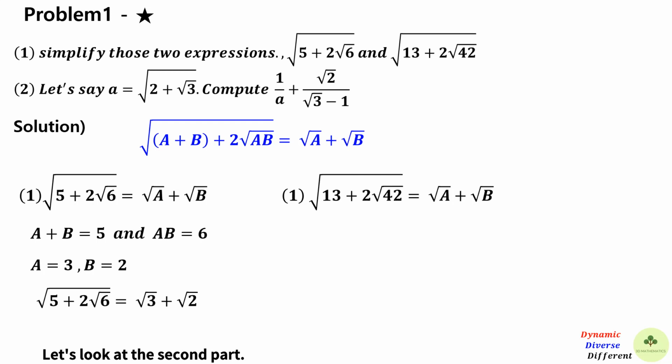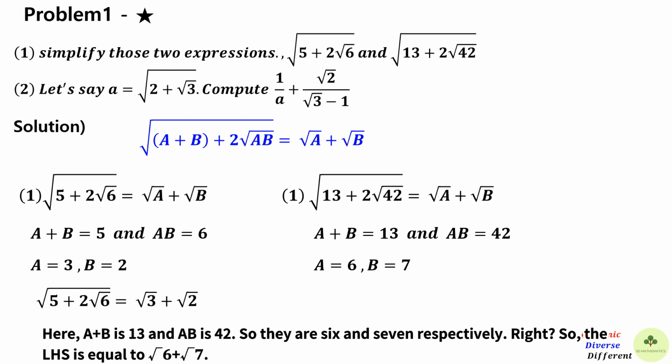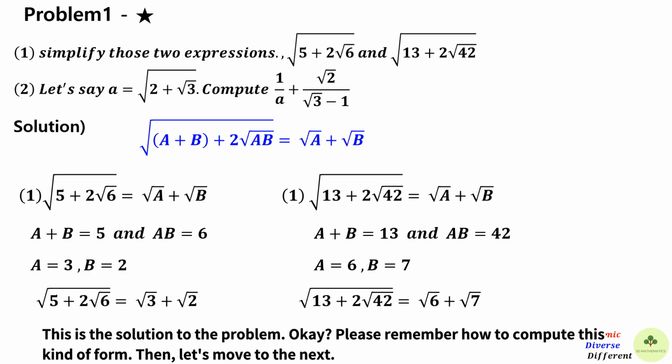Let's look at the second part. Here, a plus b is 13 and a times b is 42. So they are 6 and 7 respectively, right? So the left-hand side is equal to square root 6 plus square root 7. This is the solution to the problem, okay? Please remember how to compute this kind of form. Then let's move to the next.